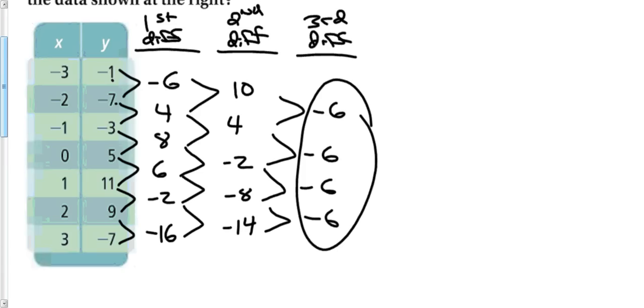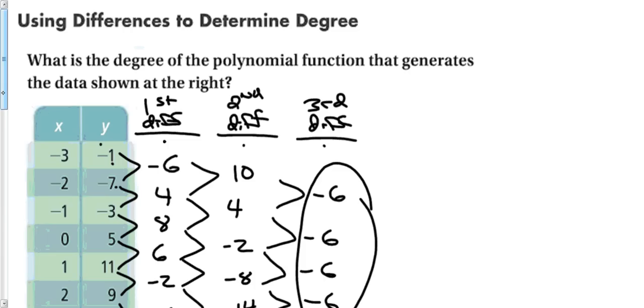And I can arrive at that by taking the differences. Okay? We don't start counting with the output values. We start counting with the first difference, the second difference, the third difference. This is a third degree polynomial function. And that is 5-1.